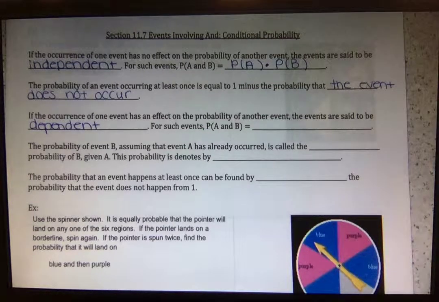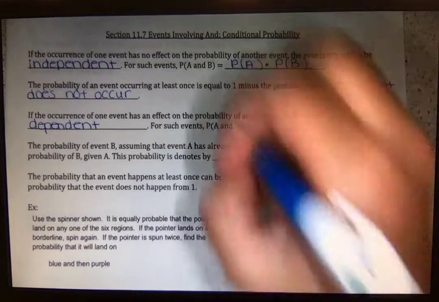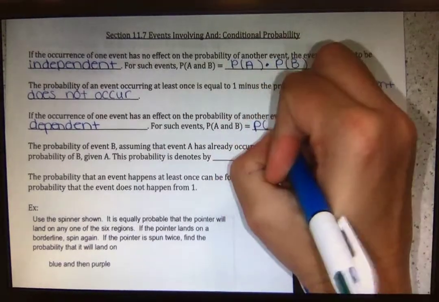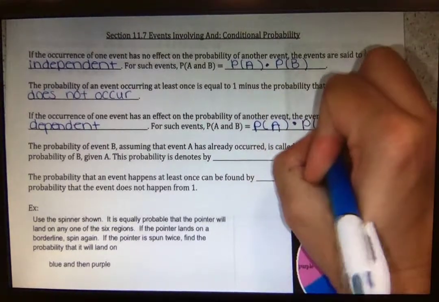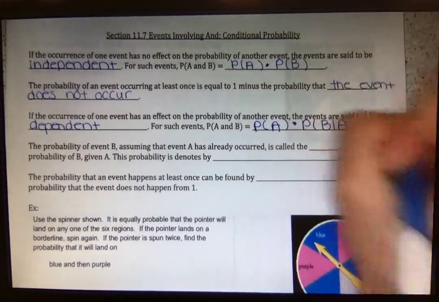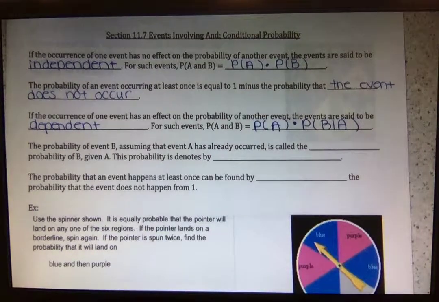So for this case, the probability of A and B is the probability of A times the probability of B given A. So talking about taking two cards from the deck, whenever I take that first card out, that would be my first probability, times the probability of my new. Okay, let's do an easier example.